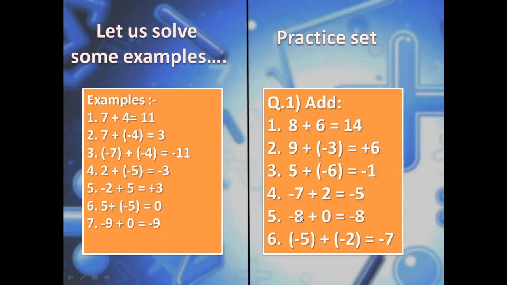Fifth one, minus 8 plus 0. 0 is just without any symbol. So if I subtract 0 from 8, I get again 8, which is the bigger number. 8 is the bigger number having negative sign. So put negative 8. Last one, negative 5 and negative 2 having the same sign. I said before, if the integers have the same sign, just add them and put the common sign. So if I add 5 plus 2, I get 7. Which is the common sign? Minus. So write the symbol of negative and the answer is negative 7.